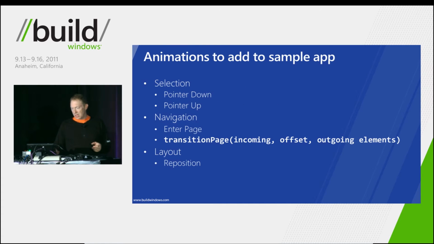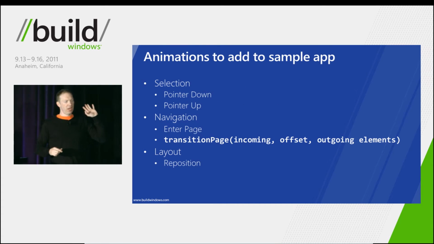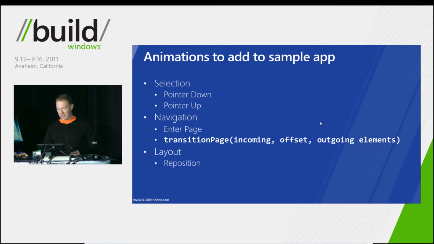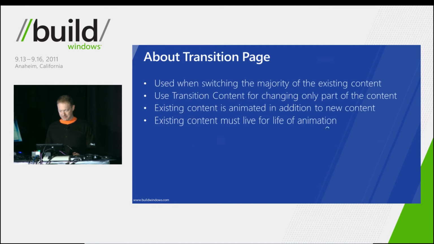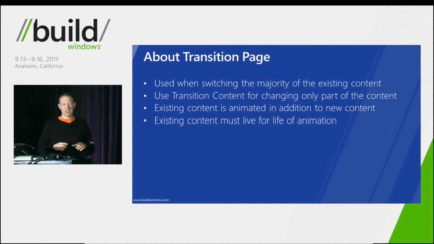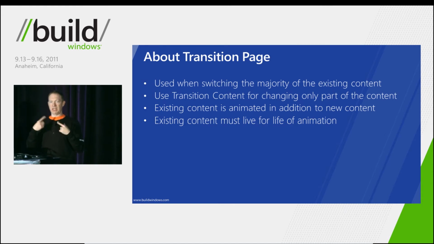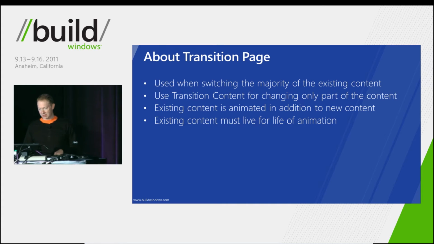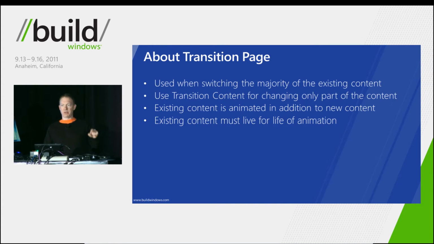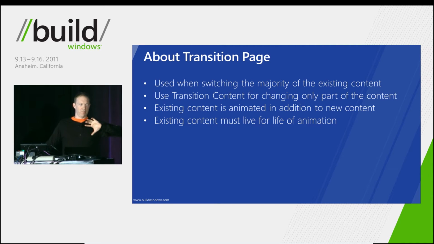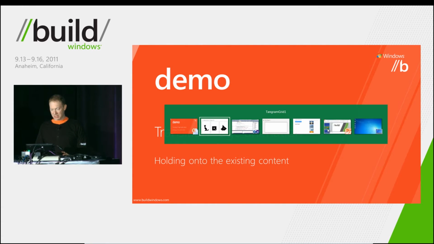For that, we want to go to transition page. Transition page is going to do an opacity fade on the existing content and then bring in the new content. And the big difference from inner page is you have the outgoing elements. This is for when the majority of the content on the page is changing. If we were just going to change just the cat or just the boat or one of those things, we would use a transition content just to change that one piece. Most of the code we're going to write now is because we have to keep the elements that are going to go away around for the life of the animation.